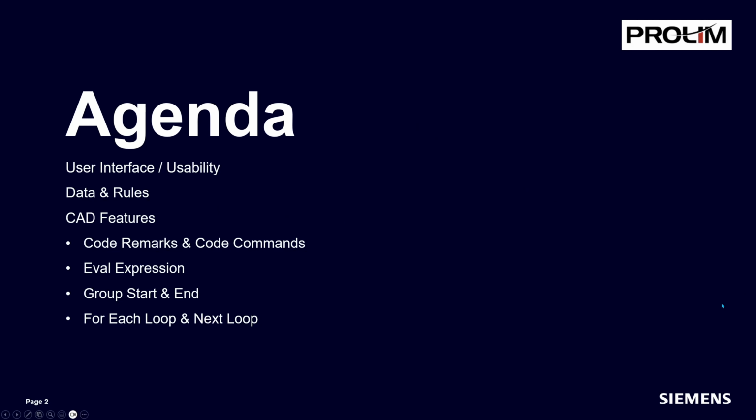The agenda for today's webinar looks something like this. We'll start with the user interface changes, and then we'll take a look at the new ways to add data in the input field. Then we'll take a look at all the CAD features in terms of model actions. We have some new model actions this year for Design Configurator. First one is the code remarks and code commands. Then we have Eval Expression, and then we have group start and group end. And finally, we have for each loop and next loop.